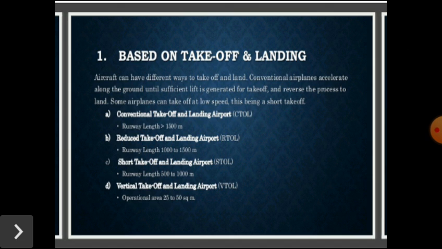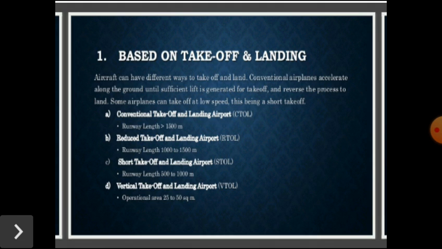Aircraft can have different ways to take off and land. Conventional airplanes accelerate along the ground until sufficient lift is generated for takeoff and reverse the process to land. Some airplanes can take off at low speed, this being a short takeoff. So first one, conventional takeoff and landing. That is, the runway length should be greater than 1500 meter.